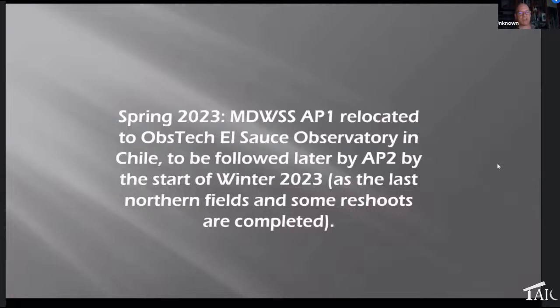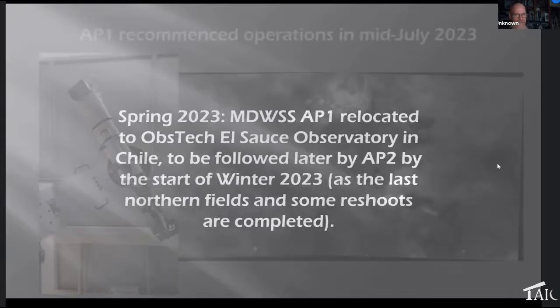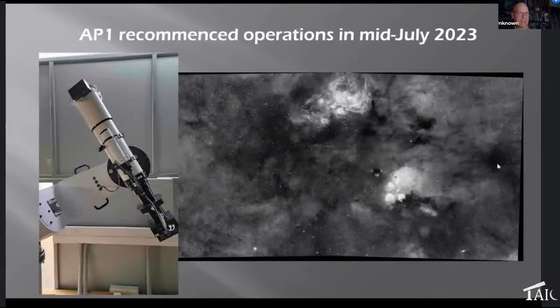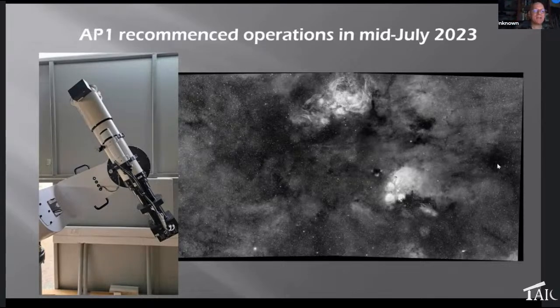It's going to be followed later by AP2 once we finish up the reshoot fields, and we should be done within a couple of weeks. By this winter, we should have the scope on its way to Chile to continue for the rest of the fields there. Here's AP1 in its new home and some of our first fields that came down just a few weeks ago.